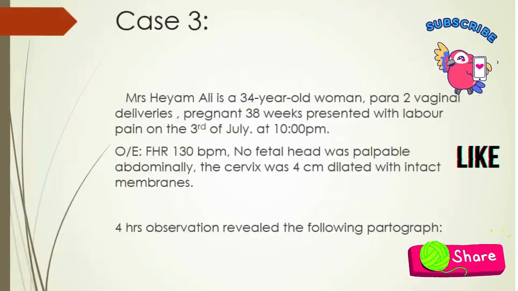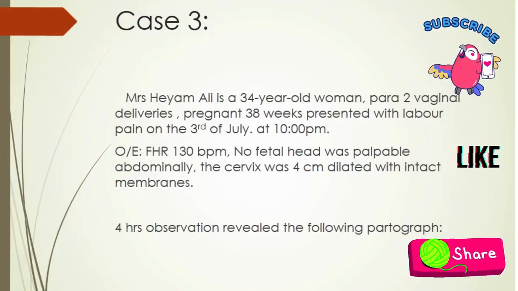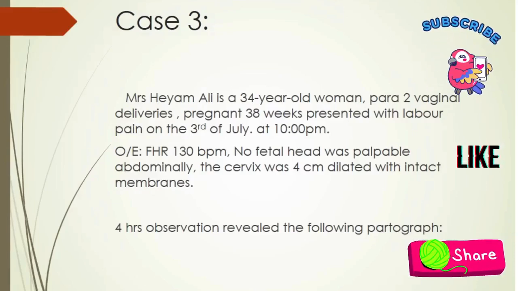Case number 3, Mrs. Hiyam Ali is a 34-year-old woman, para 2 vaginal deliveries, pregnant 38 weeks, presented with labor pain on the 3rd of July at 10 p.m. On examination, fetal heart rate 130 beats per minute. No fetal head was palpable abdominally. The cervix was 4 cm dilated with intact membranes.